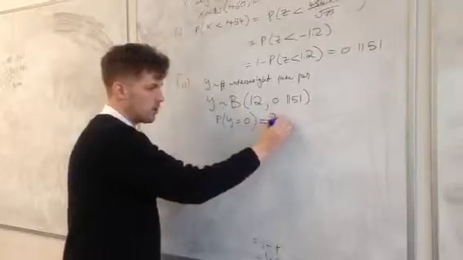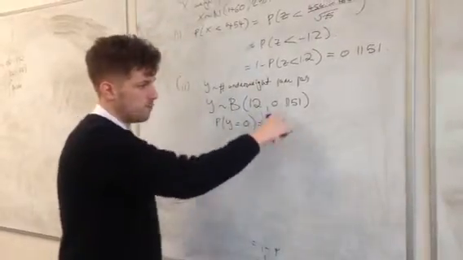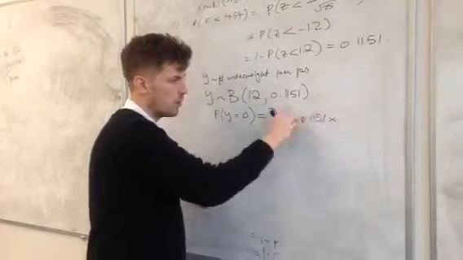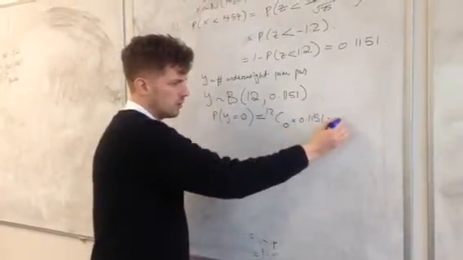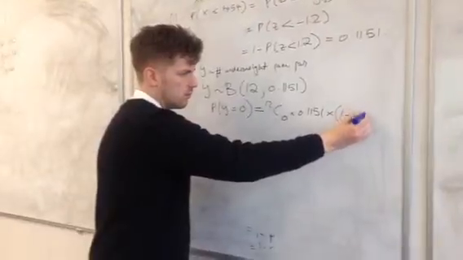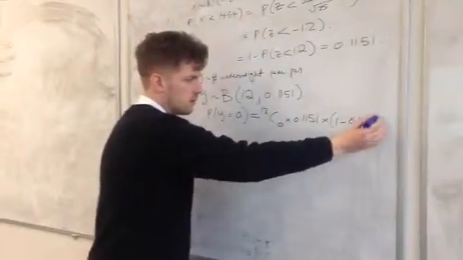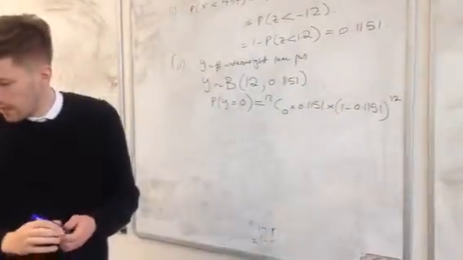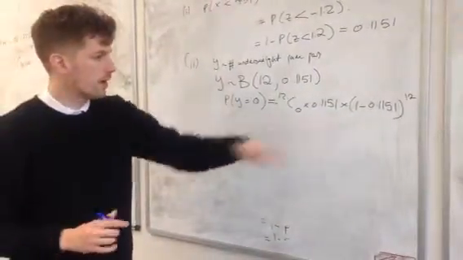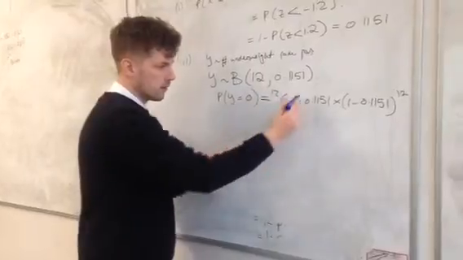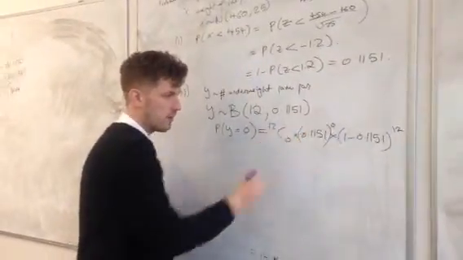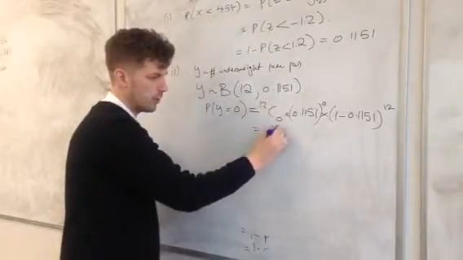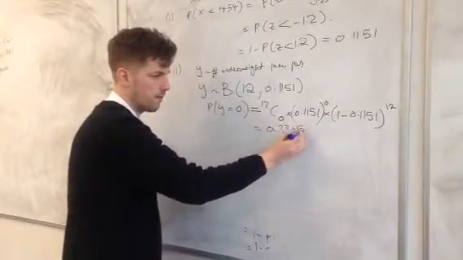So that's 12 choose 0 times p to the 0 times 1 minus p to the power of 12. If you type all that in your calculator, that should be to the power of 0 there. That's 1, that's 1. So we just need this, and that comes to be 0.2305.